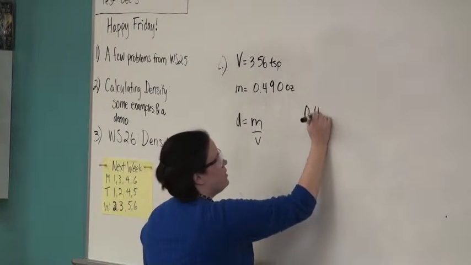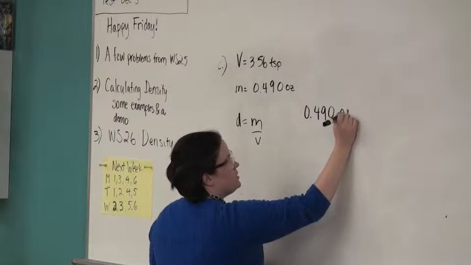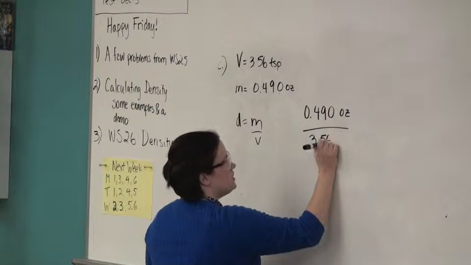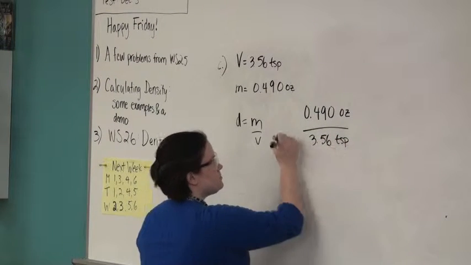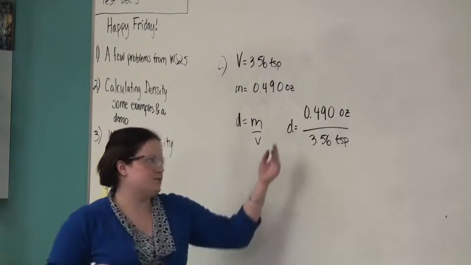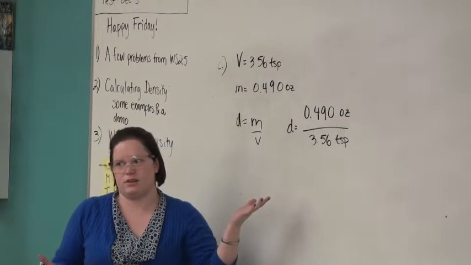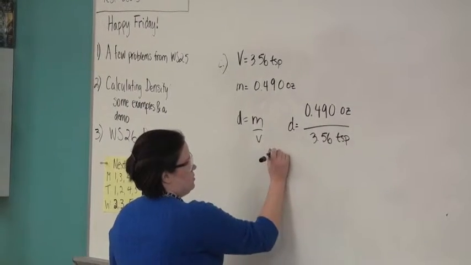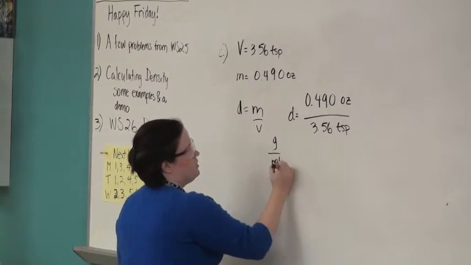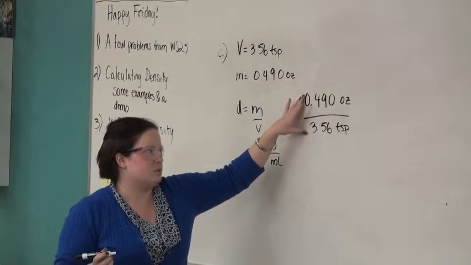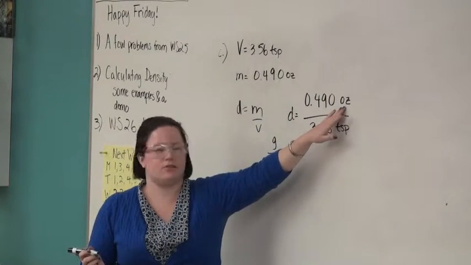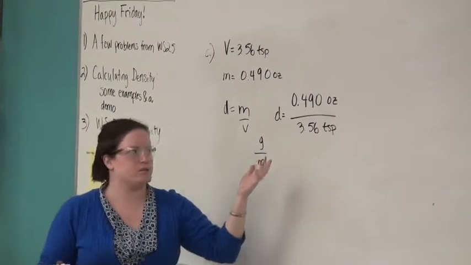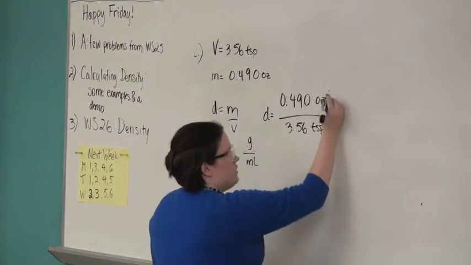So 0.49 ounces over 3.56 teaspoons. But ounces per teaspoon, again, is not a very useful unit of density, so let's convert this to grams per milliliter. Now, we're going to have to convert both of these, right? We've got to convert ounces to grams and teaspoons to milliliters. And you can start with either one, it doesn't matter. But I'm going to start with ounces.